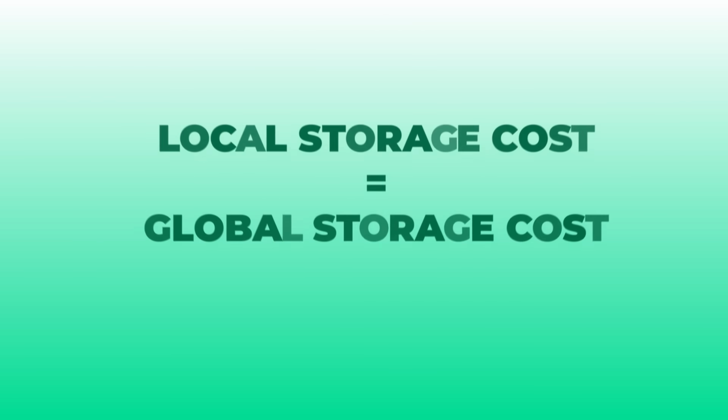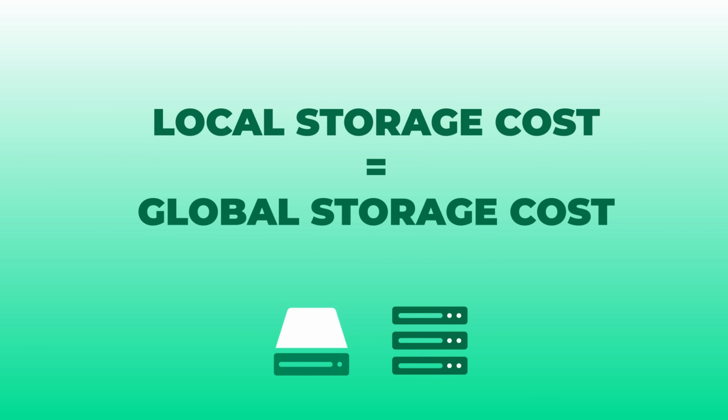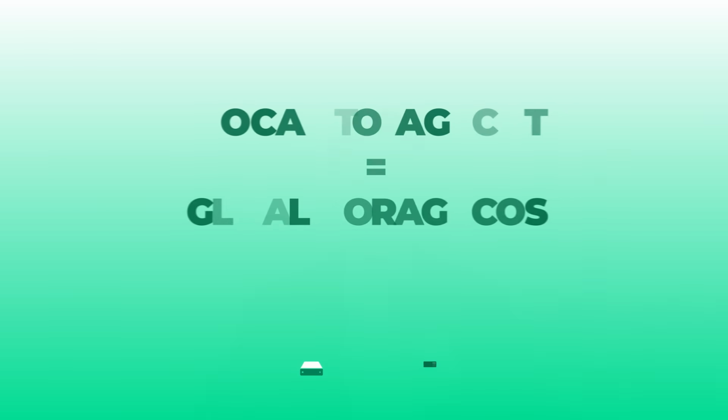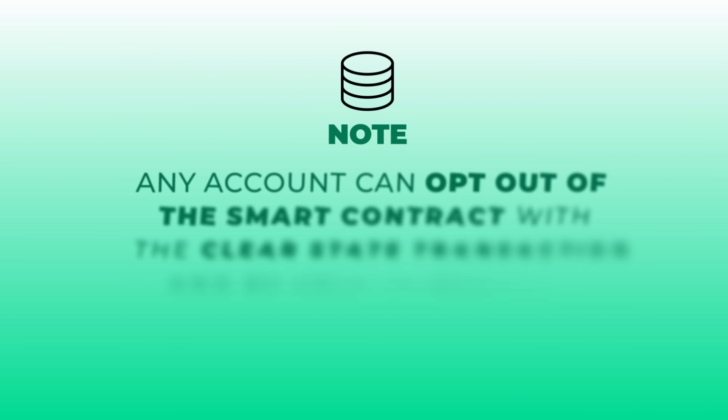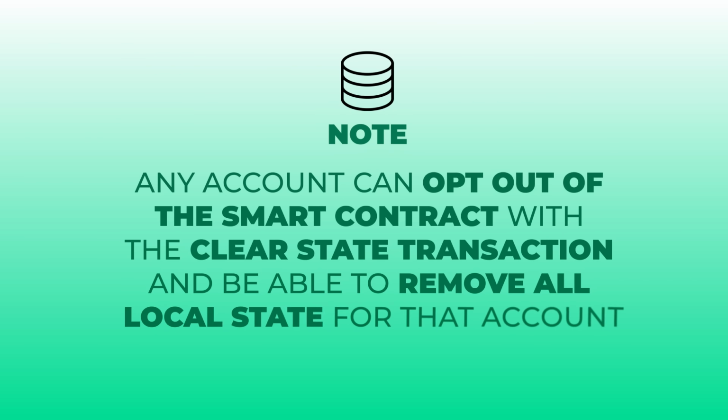Local storage costs the same as global storage and also needs to be specified during creation by the creator of the smart contract. Now, one thing to note about local storage is the fact that any account can opt out of the smart contract with a clear state transaction and be able to remove all local states for that account. So it's recommended to not put application core logic into local state.